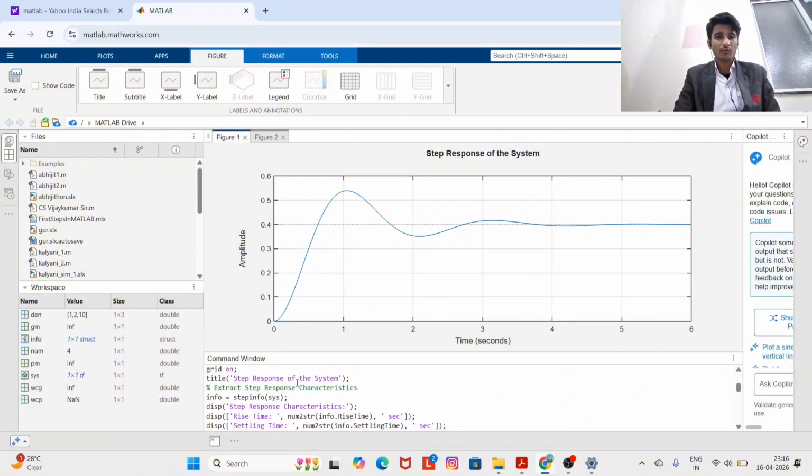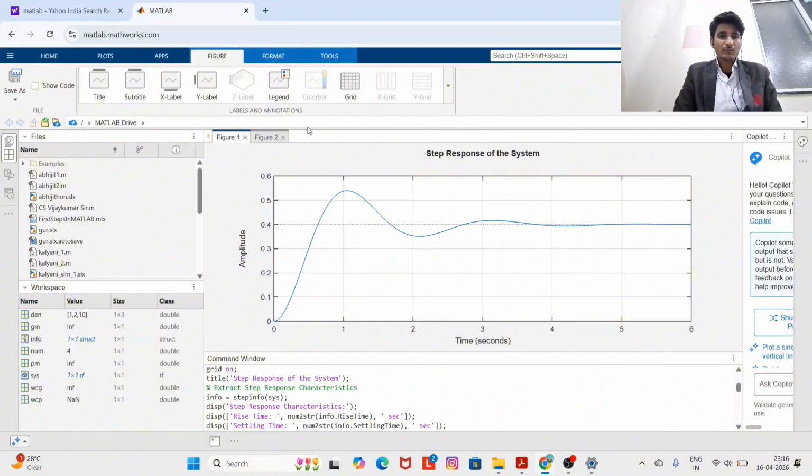Initially the output rises quickly and shows a fast response, and then it goes above the final value, and this is the overshoot. After that it oscillates and then settles, which is the settling time. Here we can see the increase, the oscillations, and the settling of the graph. So using stepinfo, we get the rise time, settling time, and the overshoot. From this graph, we conclude that the system is underdamped and stable.